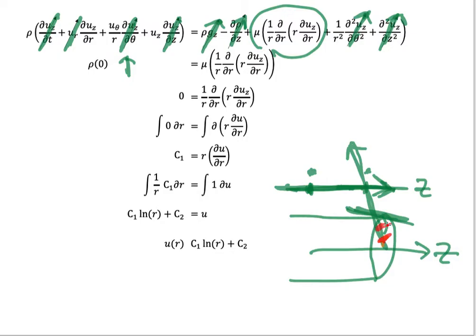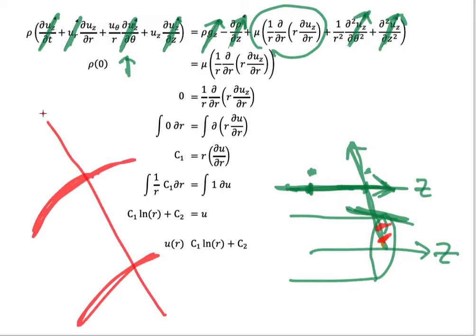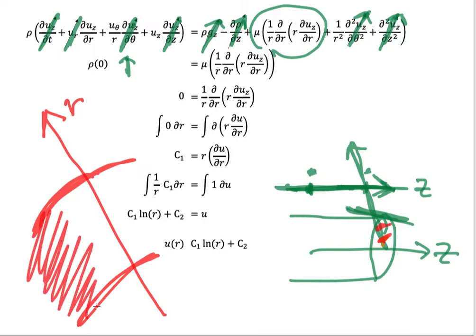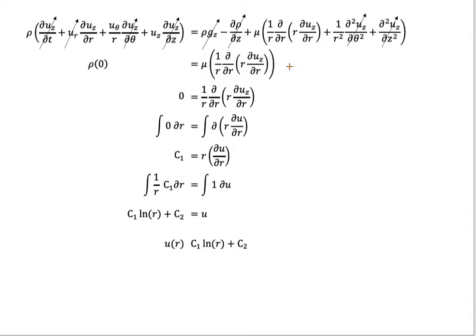You could imagine we have a cylinder here. So this is the r-axis, and this is the fluid here. Then we could assume that the velocity at this point and this point is different. Okay, so now we have already simplified the equation.